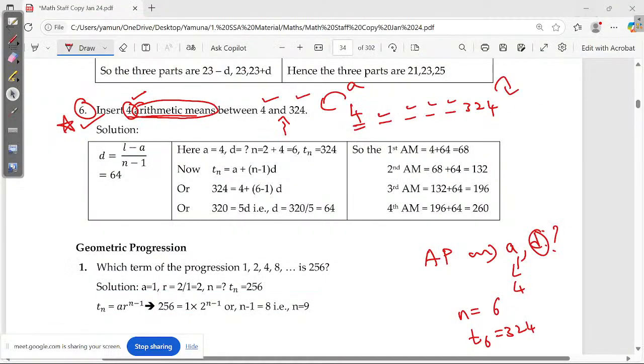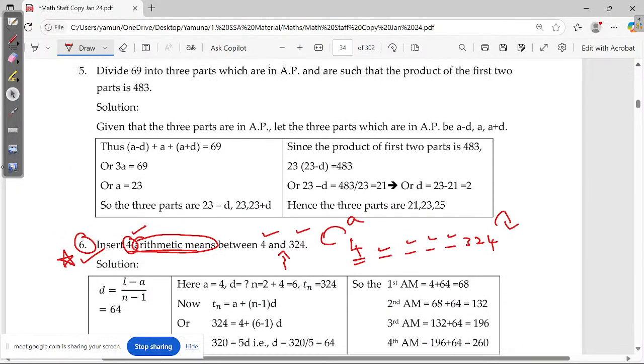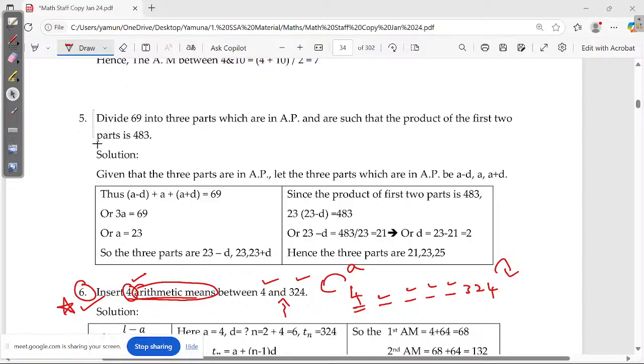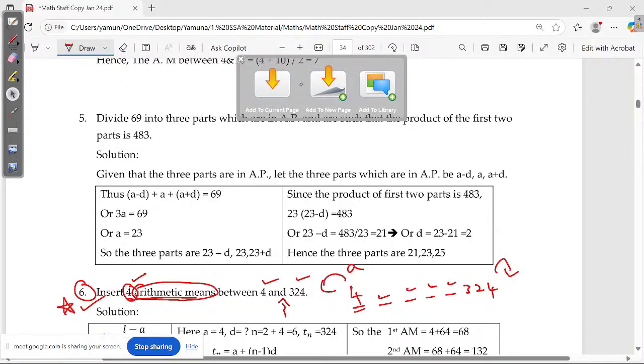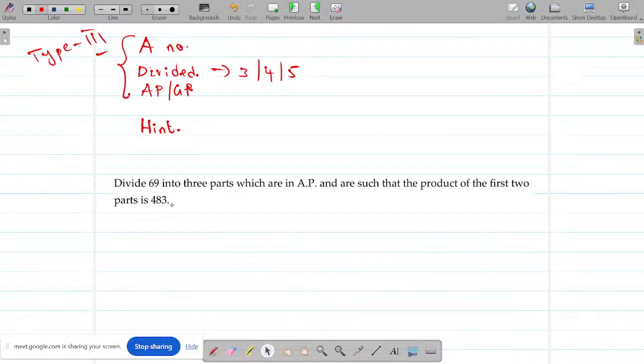Let me go for this question. The fifth problem from the single material. Try to understand the problem. Let me have the question on the board once again. A number is given. What number is given? Divide 69 into 3 parts. So a number 69 is given. How to divide it? Divide into 3 parts, which are in AP.